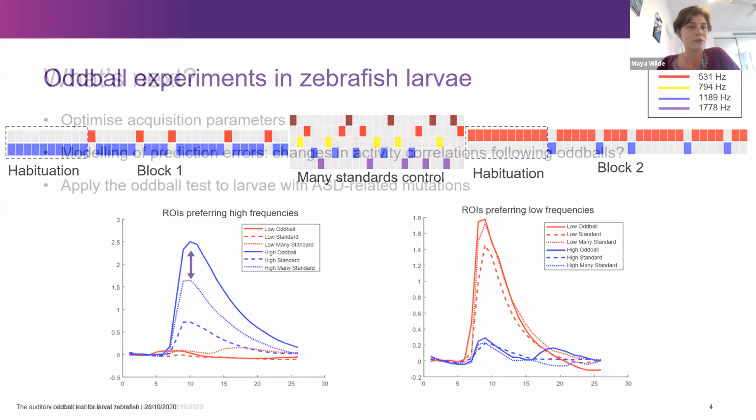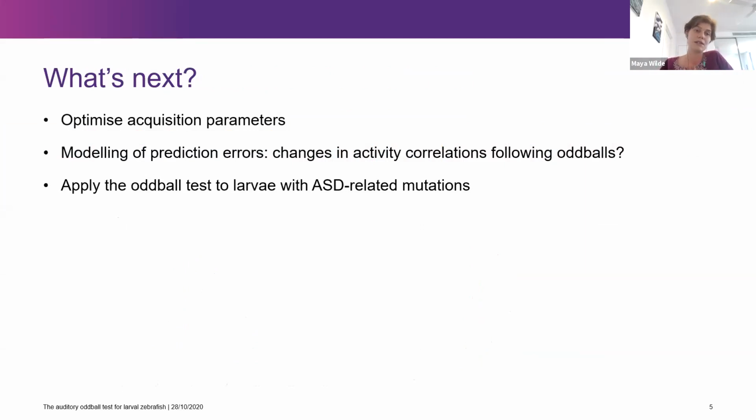So my next steps moving forward are optimizing the parameters of the experimental paradigm. So I'm using an upgraded microscope and also testing the different interstimulus intervals. And moving forward, when I actually get to do some higher level analysis of these data, I'd like to model the prediction errors. So look at changes in the correlation of activity between different regions of interest throughout the auditory processing pathway, and whether those correlations change following an oddball stimulus compared to a standard stimulus.